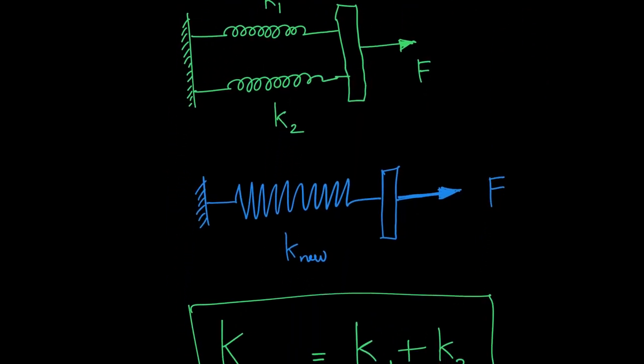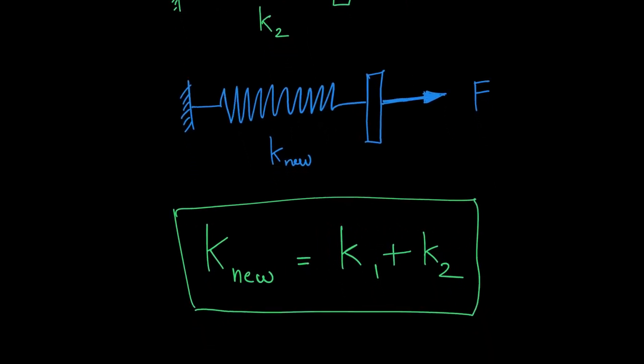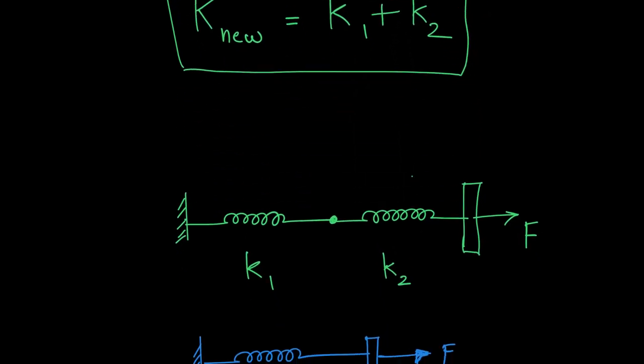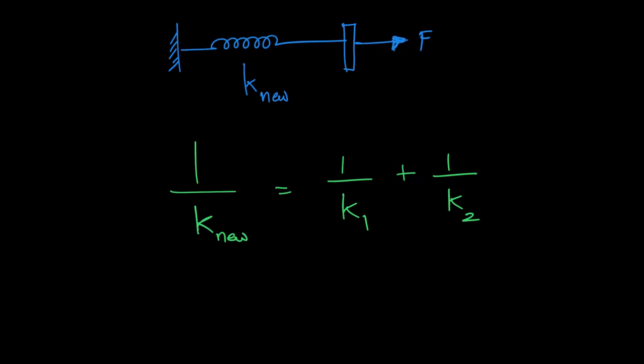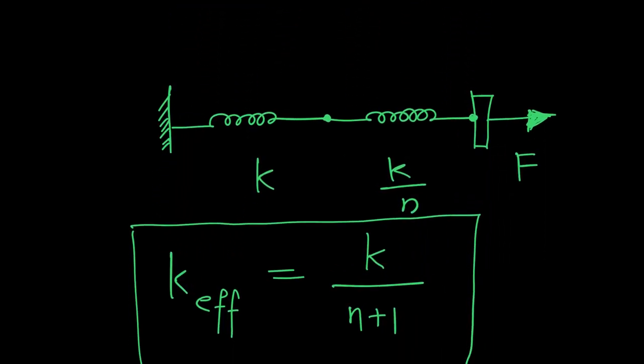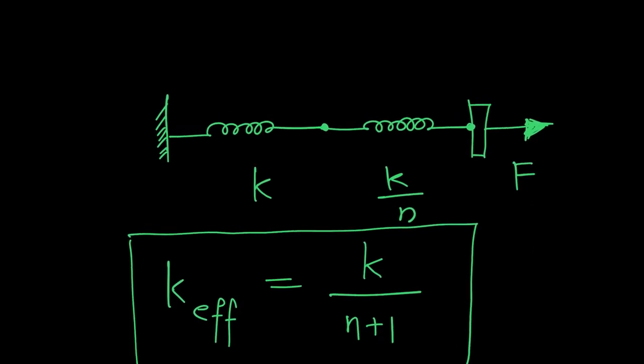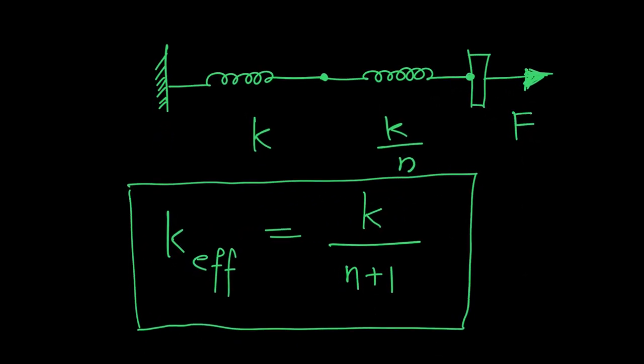Now if I want to change this particular system into a single spring system, then this single spring should have a stiffness given by K effective, or the new K, equal to the sum of K1 and K2. Makes sense? So let's conclude. When you have springs in series, the net stiffness is given by this particular formula over here, and when you have springs in parallel, they are simply given by the sum of the individual spring constants.